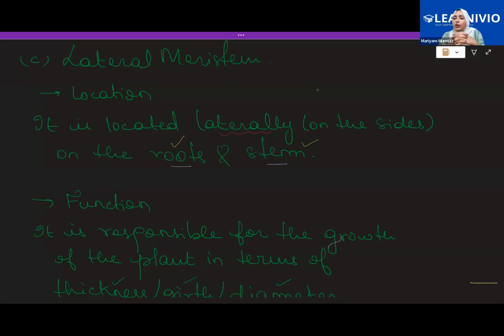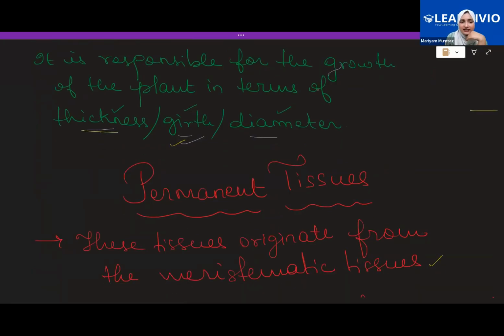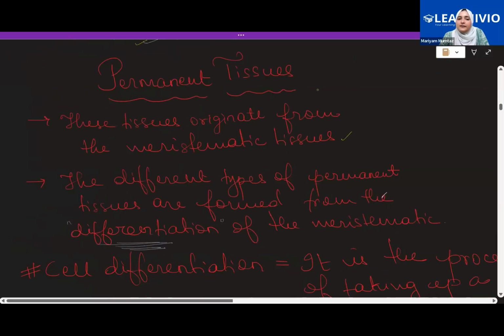Okay. Then what happens is that whenever these lateral meristems divide, they increase the plants in terms of thickness. There are many different words for that. So they increase the plant's thickness, they increase the girth or the diameter. All of these three things mean the same. That means in this direction. Clear? So only the lateral meristem is responsible for the growth of the plant like this, and the apical meristem and intercalary meristem grow the plant like this, in terms of length. Is it clear? Any doubts? Okay. After that, there come the permanent tissues.